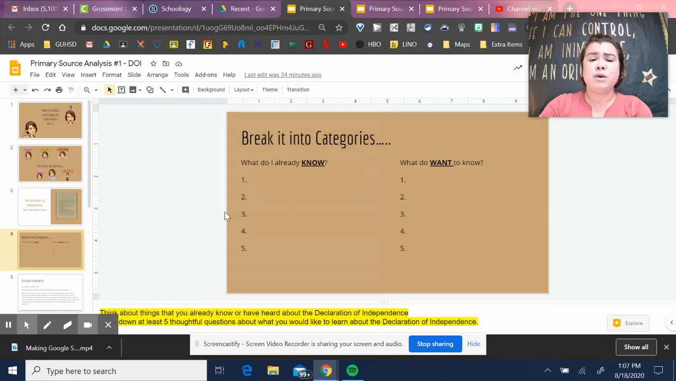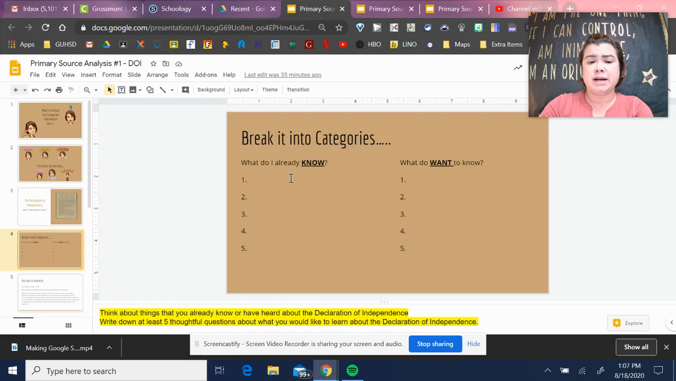So on slide 4 is really where you're going to start working with materials, okay? So I have highlighted the instructions in this bottom portion here, which is the notes section of the slide. It says, think about things that you already know or have heard about the Declaration of Independence. Write down at least 5 thoughtful questions about what you would like to learn about the Declaration of Independence. Okay, so we're breaking down into categories what we already know and what we want to know.